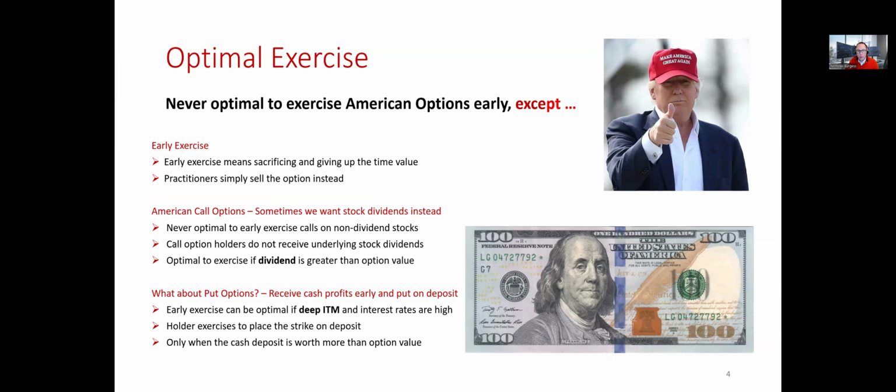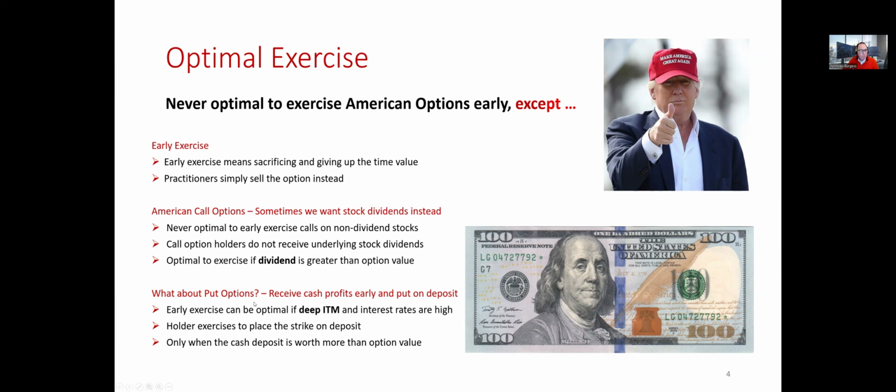So it's never optimal to exercise American options early, except, and we're going to look at those exceptions. Early exercise of American options means we sacrifice and give up any remaining time value. So if you exercise an American option halfway through the life of the option, you sacrifice the time value of that option. Simply put, practitioners never do that. They just choose to sell the option instead. People don't exercise their options when they're in the money. They just sell the option instead because they don't want to lose the time value.